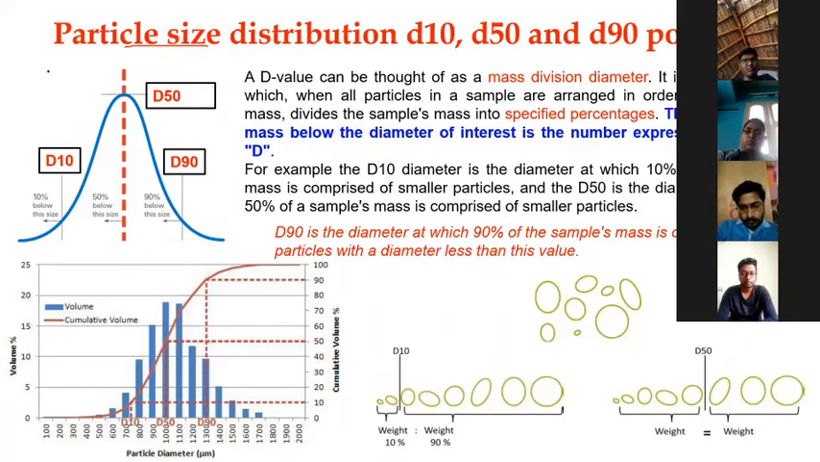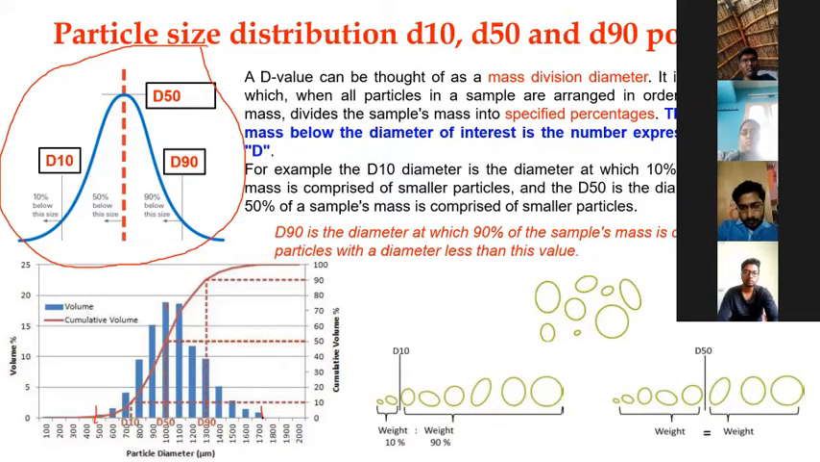The powders will range broadly. It's not like a single size will be there. It ranges from smaller particles to bigger particles. So how to express now, what is the size?